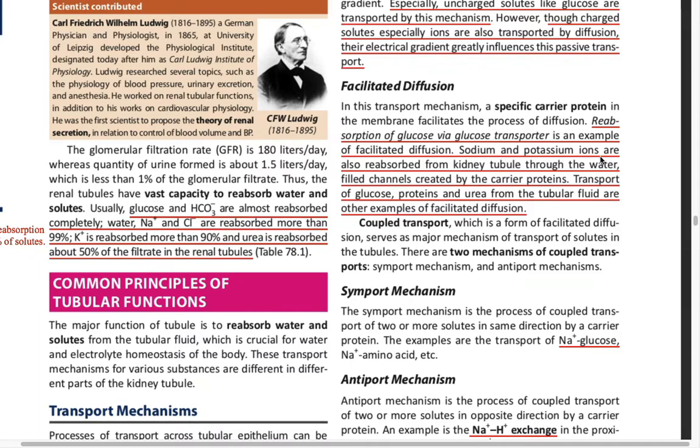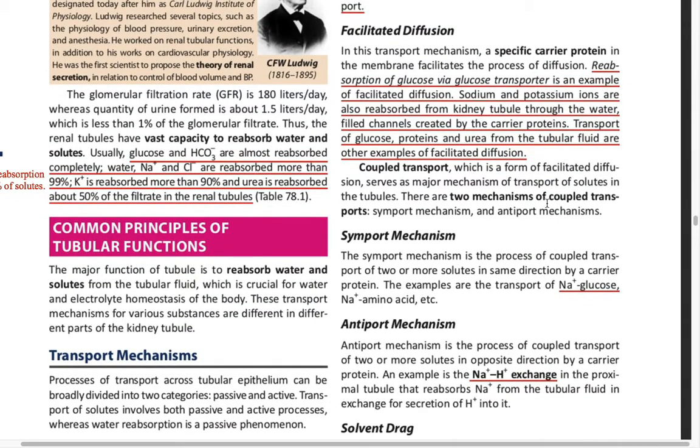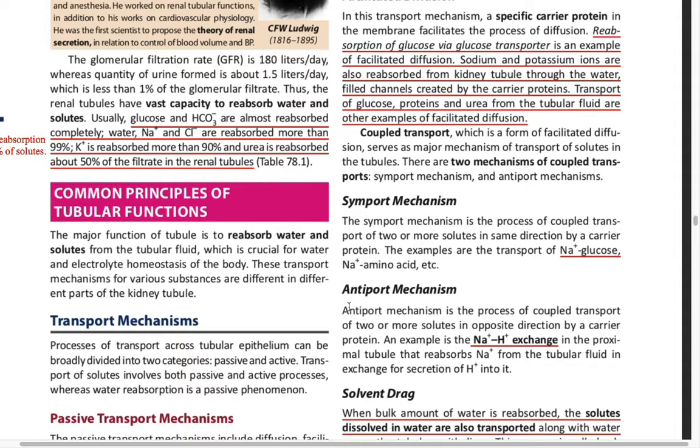Sodium and the potassium ions are reabsorbed from the kidney tubule through the water-filled channels created by the carrier protein. The transport of the glucose and the urea from the tubular fluid are other examples of the facilitated diffusion. The coupled transport, which is in the form of the facilitated diffusion, serves as the major mechanism for the transport of the solutes in the tubules. There are two types of coupled transport mechanism: the symport mechanism and the antiport mechanism.